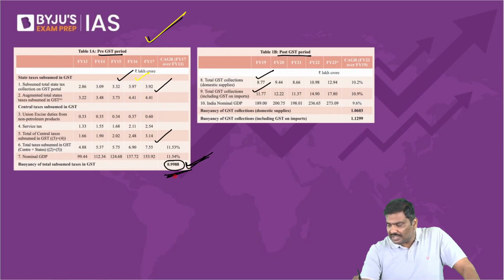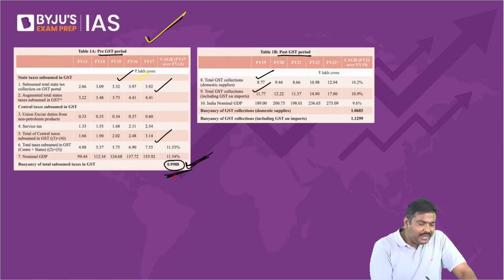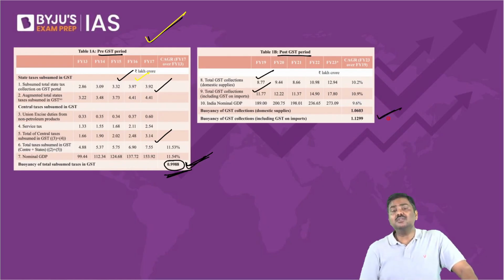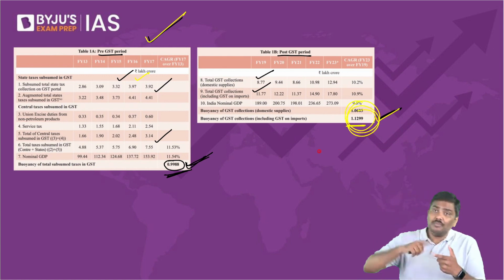And what has happened to the tax buoyancy after the introduction of GST? Please look at the right side in the table. The tax buoyancy is more than 1. More than 1, from lesser than 1.